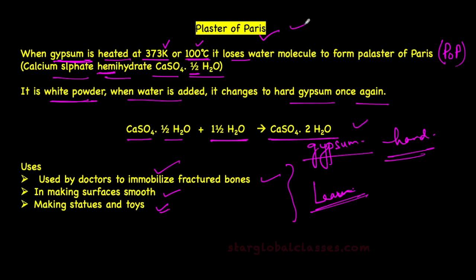Plaster of Paris is made from gypsum. At what temperature is it heated? Important point. Second thing, what is the formula of plaster of Paris? What is the formula of gypsum? All these things we need to learn. These are important for the final board examination.